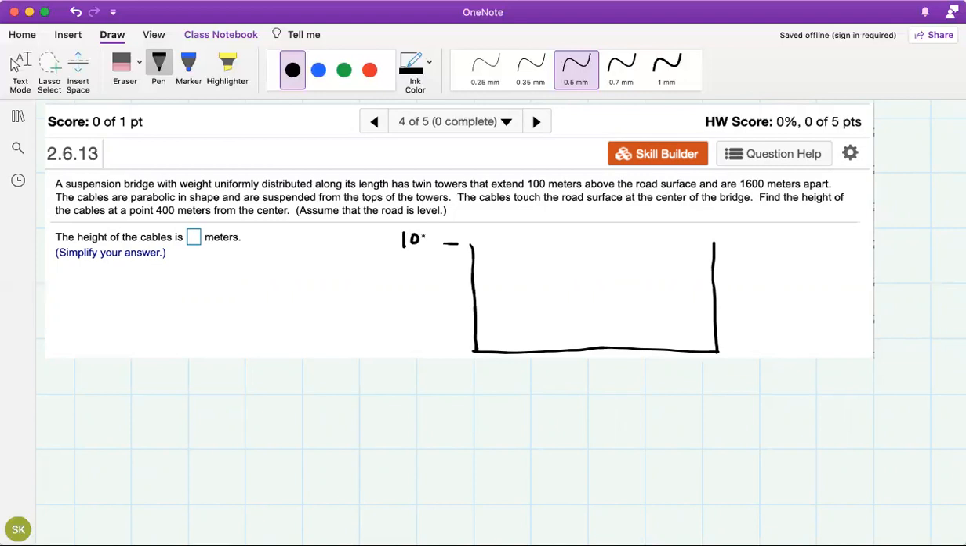I'm gonna put a little knot like that. And they are 1,600 meters apart. Let me draw that a little bit better. So the distance from this tower to this one is 1,600.